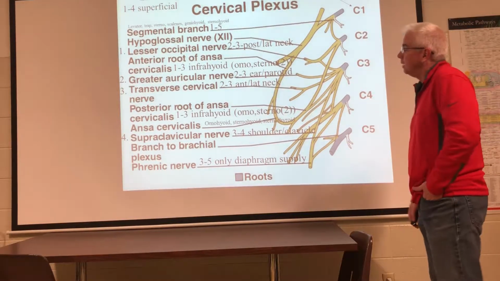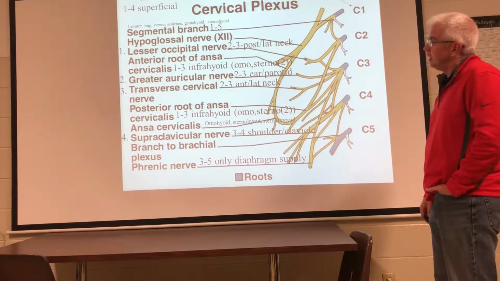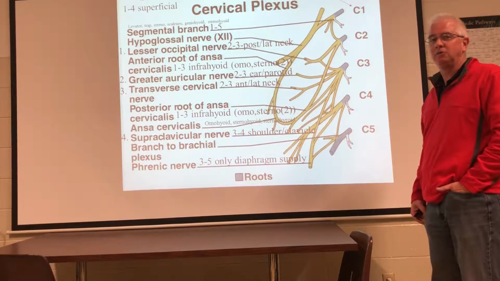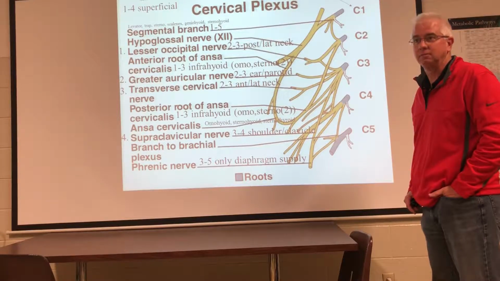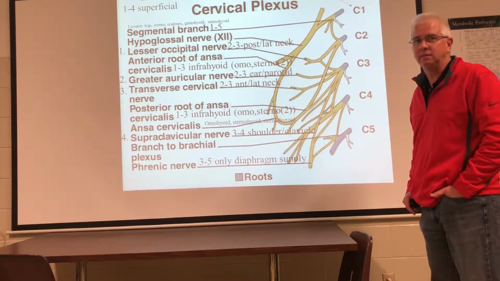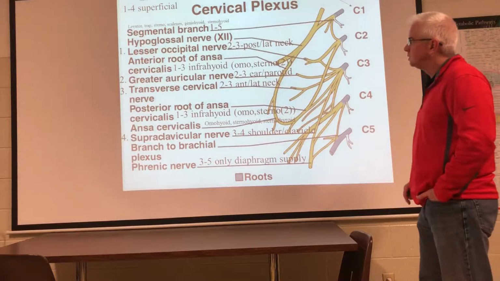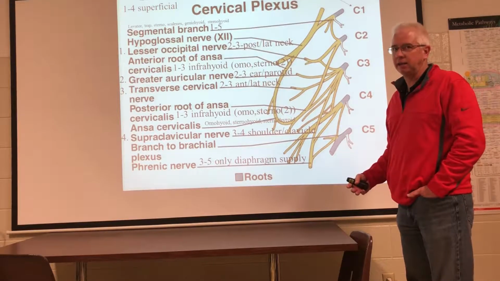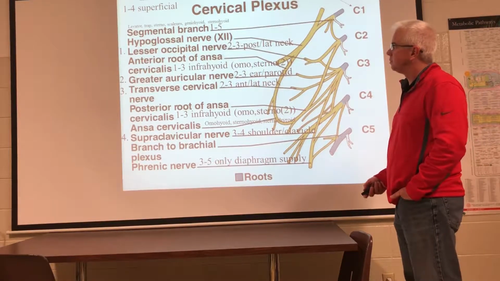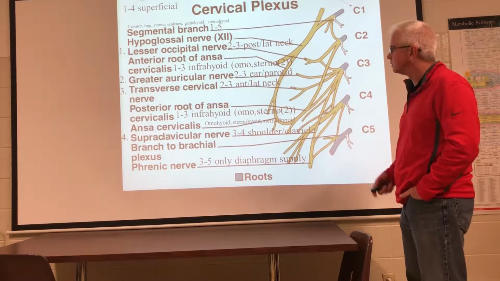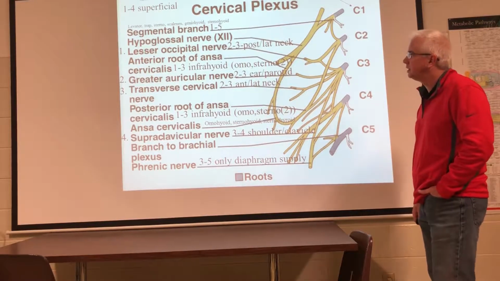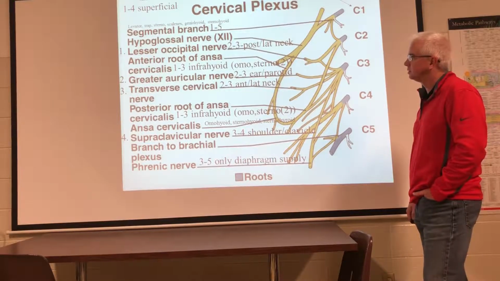So, you can't paralyze one of these guys with a single spinal cord segmental injury. This is a safety net system. We're going to see it become much more sophisticated in the brachial plexus than this. But this is your introduction to plexus information. These three muscles, the infrahyoid muscles, are getting the ansa cervicalis of the cervical plexus.